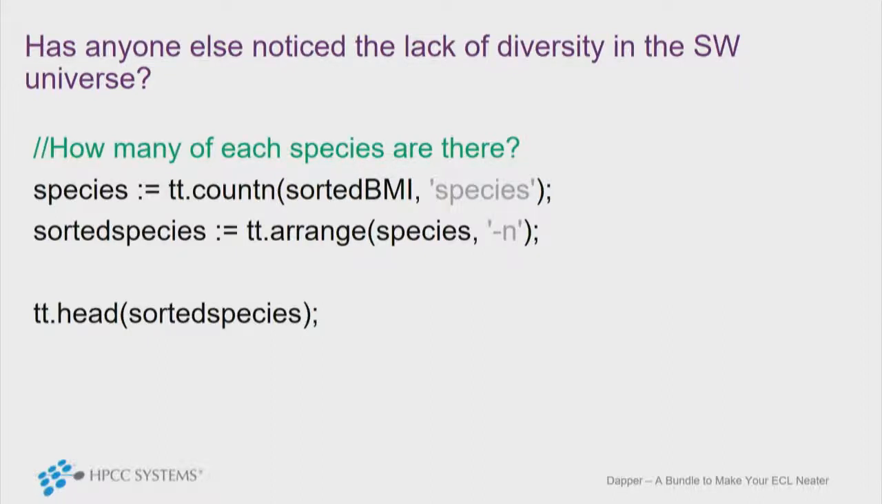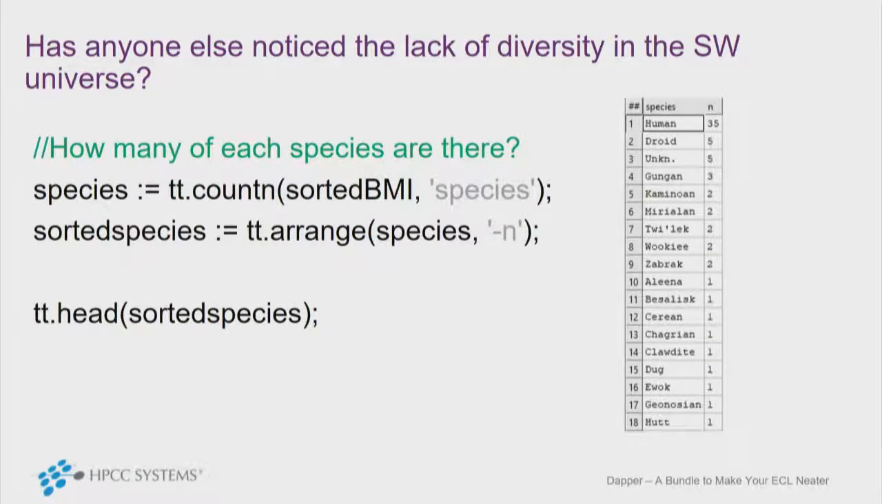But if we do a species count here, and this is count n, so this is a grouped count. This is saying, take every species name in the list and count how often it occurs, which in ECL is like a table, and then you need a new record set with a group column, and then a count. You can just do that with sorted BMI, and then all the columns that you would like to count on. And there we go. 35 humans and only 5 droids. That's 7 times as many humans as the next most populous race in Star Wars. I think they could try harder.